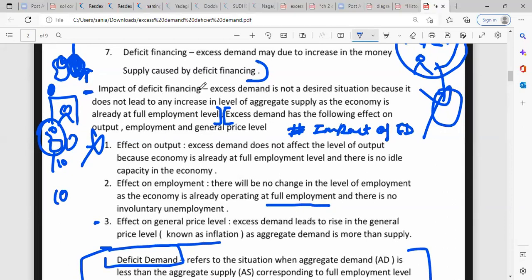So first of all, what you will write? You will write impact of deficit financing, and over here only, then you will write hashtag impact of ED. Okay, then you will write first, second, third. Clear?